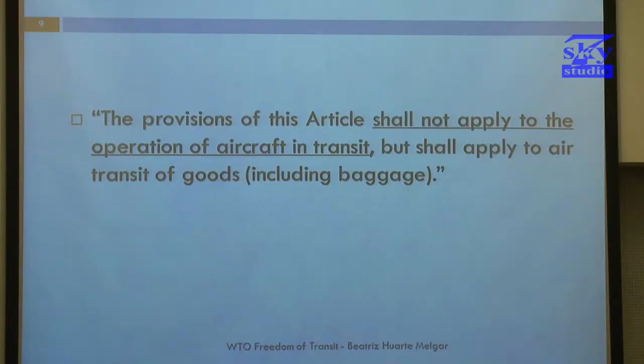Paragraph 7 clarifies that the freedom of transit in the WTO does not apply to traffic of aircraft in transit. This is an exception to paragraph 1, which includes means of transport within the concept of traffic in transit. And of course, it could be thought that aircraft is also included, but it is not. The reason for this paragraph is that the freedoms of the air are regulated by the Chicago Convention of 1944, which is the Convention on International Civil Aviation.